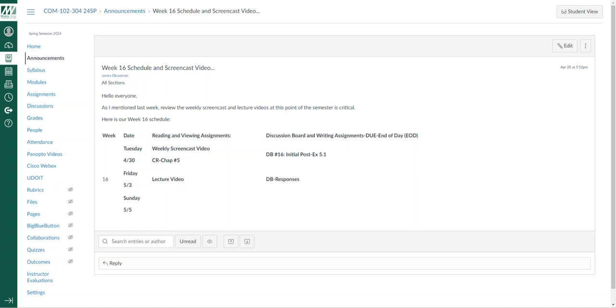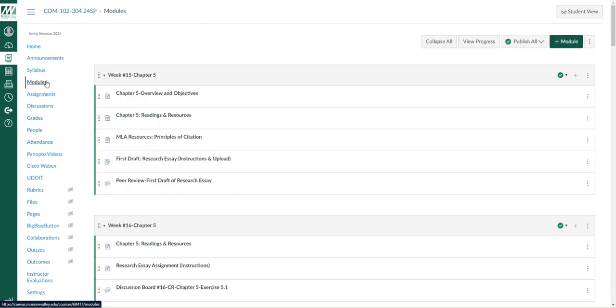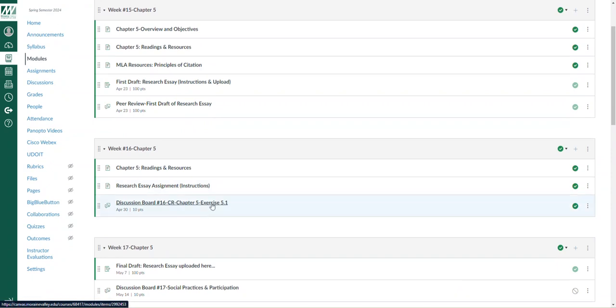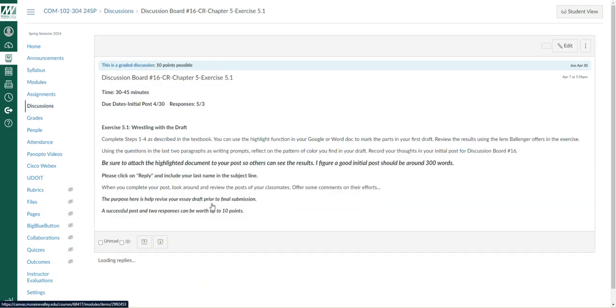So as we move into week 16, the only activity that we have on the boards here is discussion board 16. The initial post for that is due on Tuesday, and the response is due on Friday. This is exercise 5.1 out of The Curious Researcher. So if I get to the modules here, okay, we're looking at exercise 5.1.